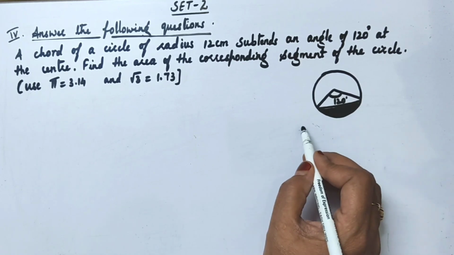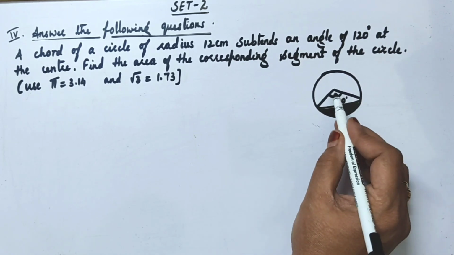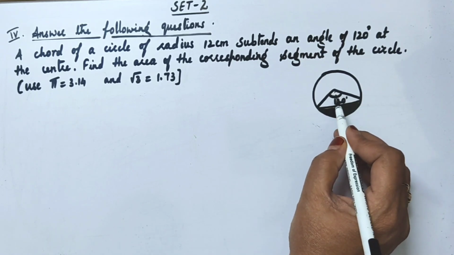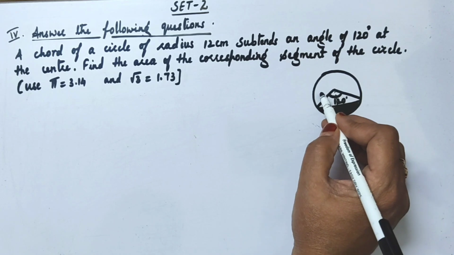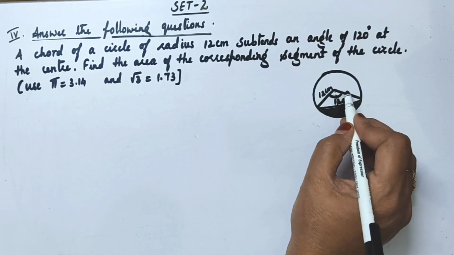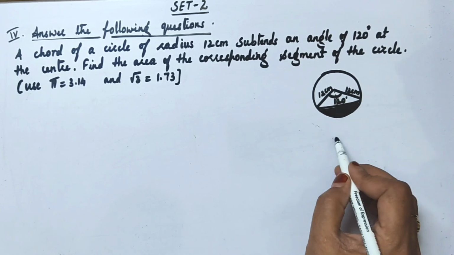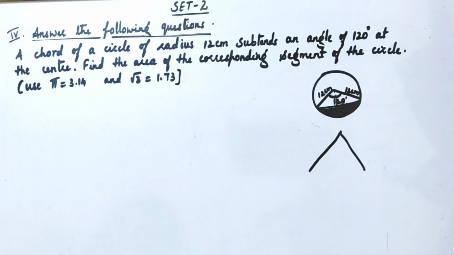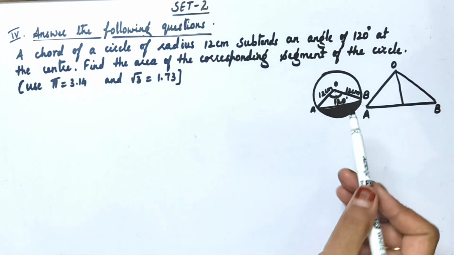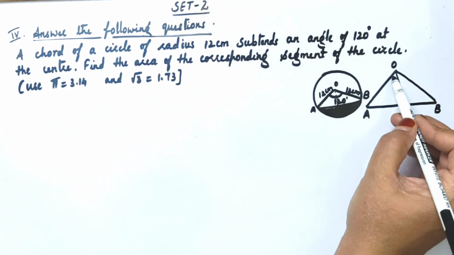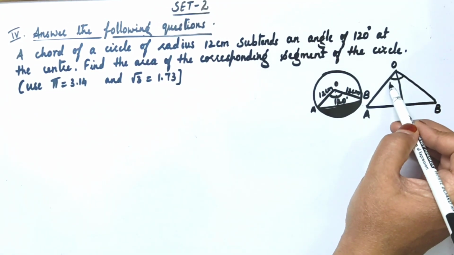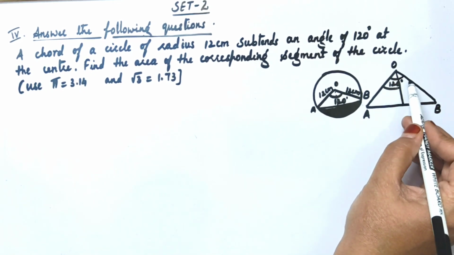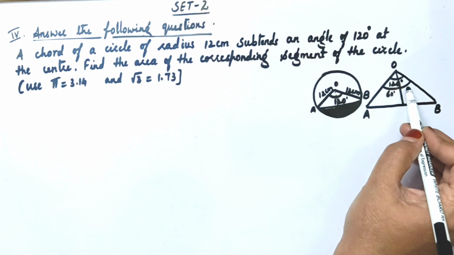Area of triangle is half into base into height, but we don't know what the base is. Base is not given and height is also not given. We need to find them, students, but the radius is given clearly. It is 12 centimeters. Let me draw the triangle separately here. This is a triangle with 120 degrees. Now the half of this will be 60. This is 60 degrees and this is 60 degrees.